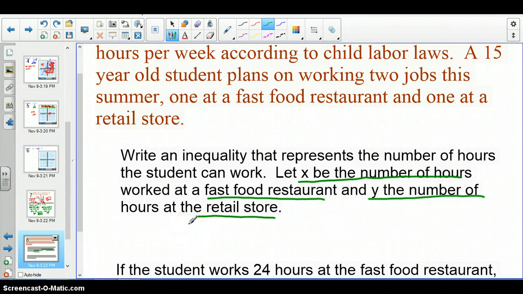So, if we work 2 jobs, do we add or subtract our hours worked to find our total? We should add them. So X plus Y. Now that person can work up to 40 hours. So these hours have to be less than or equal to 40. So this says that our total hours here have to be less than or equal to 40. We cannot go over 40.